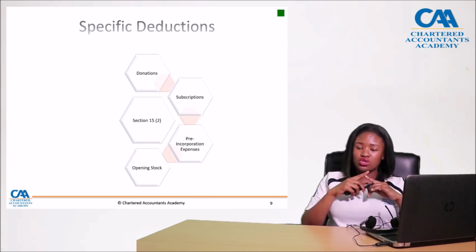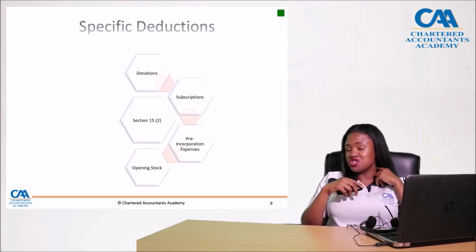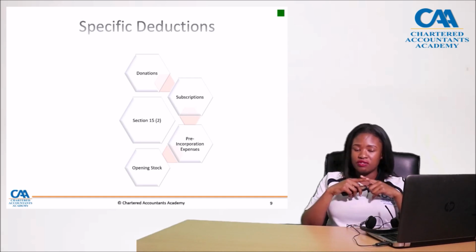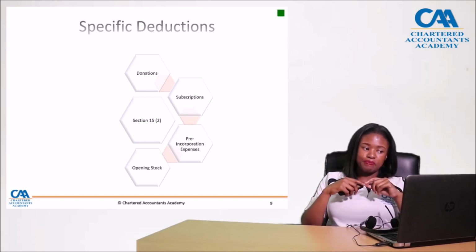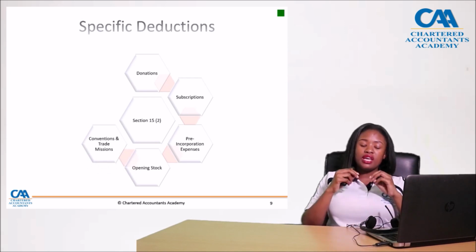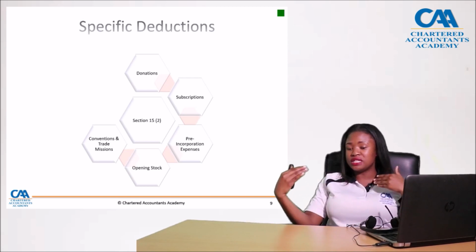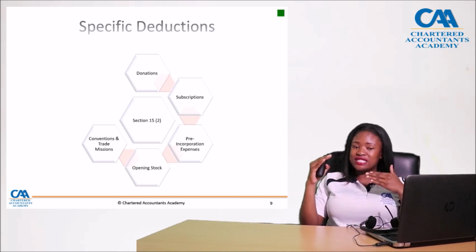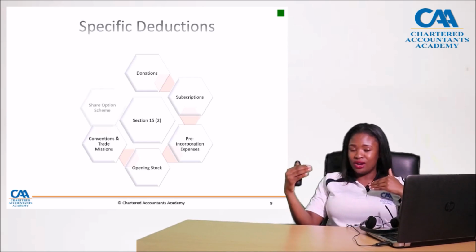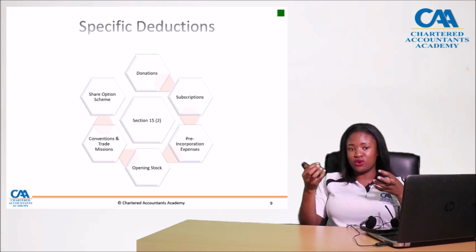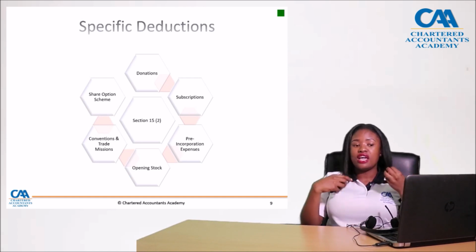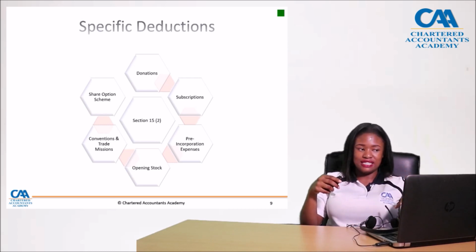Conventions and trade missions, you are also allowed a deduction for attending conventions. However, it has limits to 2,500 only for one convention in any particular year of assessment. And then we also have share option schemes. So if a company incurs an expense for giving shares to its employee in an approved, it actually says approved share option scheme, you are allowed a deduction. So if it is something which is not approved, and usually this approval is by the commissioner, because we are talking about tax, you can be allowed a deduction.